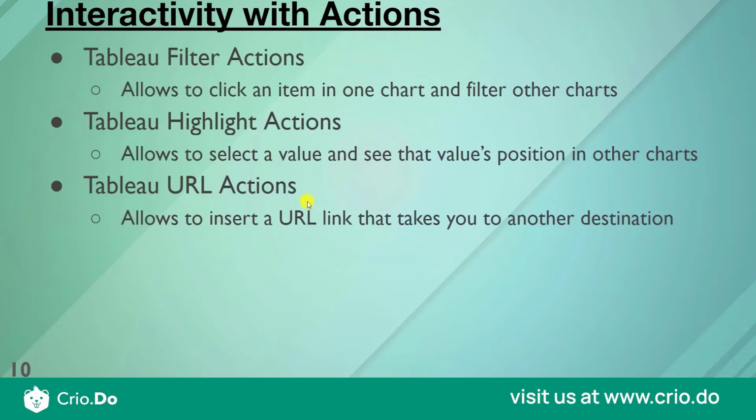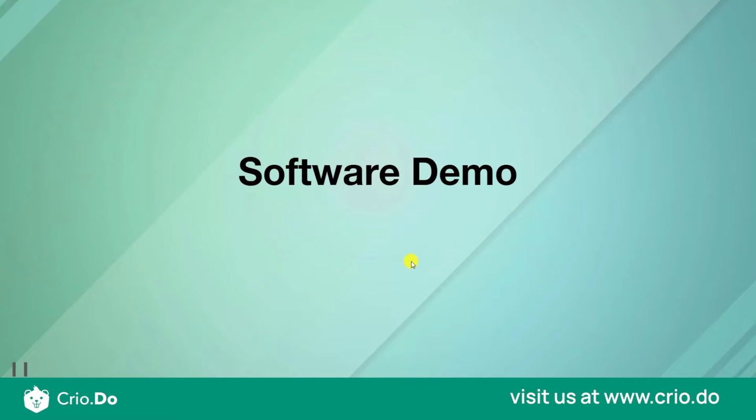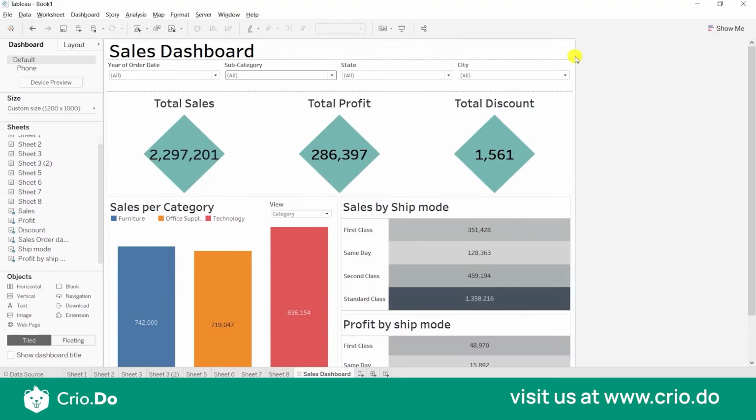So Tableau URL actions will allow you to insert a URL link that will take you to another destination. It could be a web page, or another dashboard, or even a Tableau Server URL. So these are the three kinds of actions available for interactivity. We do have some more actions as well, but we are going to look at how these actions are going to be useful for the dashboard we created right now.